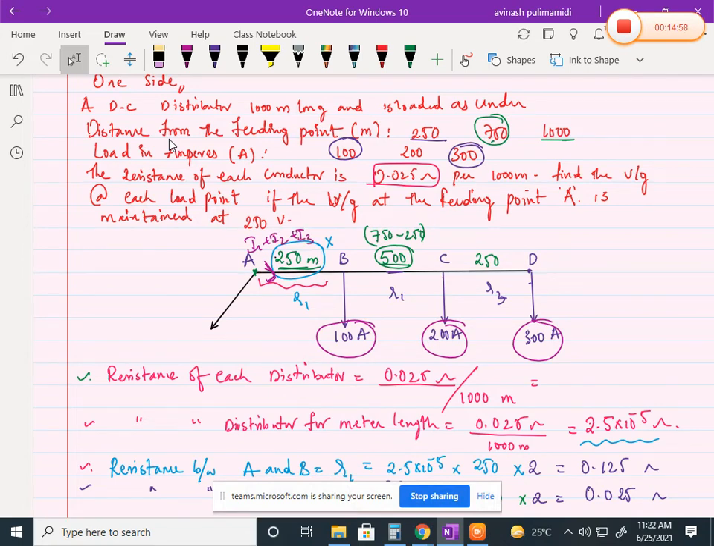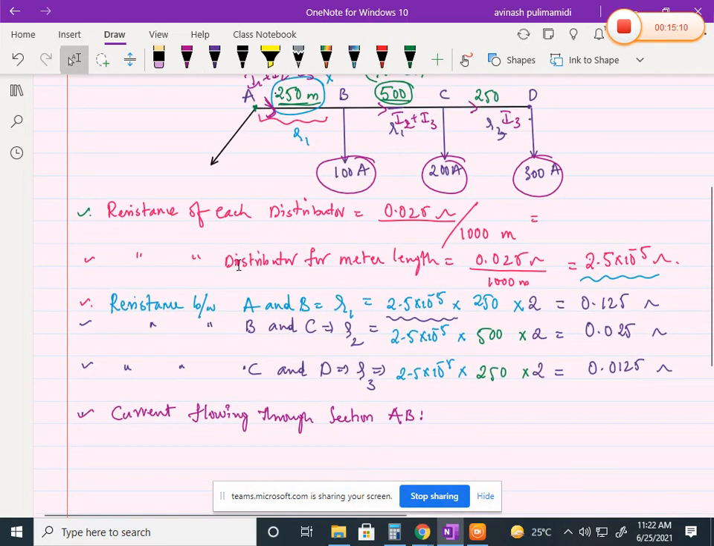What is the current flowing through the section BC? Just only I2 plus I3. What is the current flowing through the section CD? Only I3. Hope you understood. Now here, current flowing through the section AB is I1 plus I2 plus I3, because in the section AB there are no tappings.